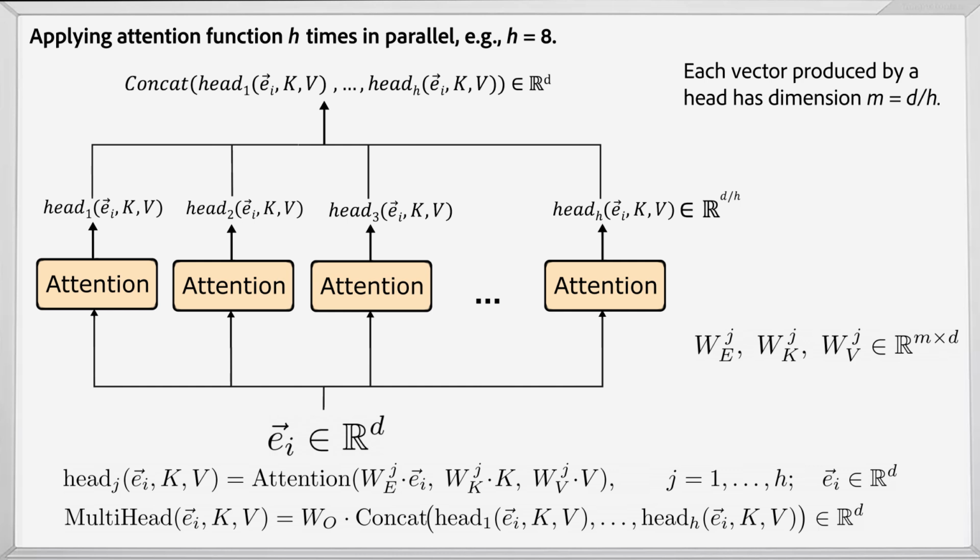To achieve this, the matrices W_Q, W_K and W_V must have dimension m times d, because multiplying an m times d matrix by a d-dimensional vector results in an m-dimensional vector. If we then concatenate those h vectors of dimension m in the step below, we get a vector of dimension d again. And if we multiply this vector by a d times d matrix W_O, we finally get a vector of dimension d, which is what we wanted.